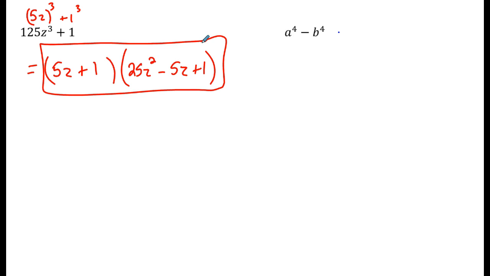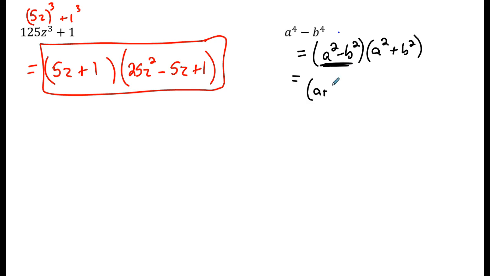a to the 4th minus b to the 4th. Well, wait a minute. These aren't perfect cubes. This is the difference of perfect squares again. a squared minus b squared, a squared plus b squared. Well, wait a minute again. That's the difference of perfect squares. a plus b, a minus b. I cannot factor the sum of perfect squares. I can only factor the sum of perfect cubes currently. So we're going to leave that a squared plus b squared alone.